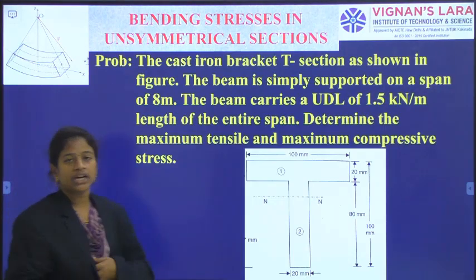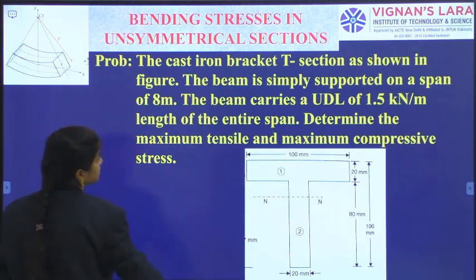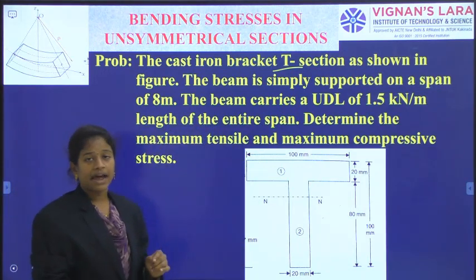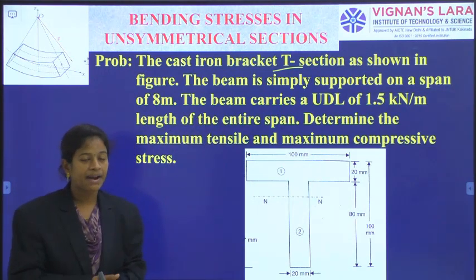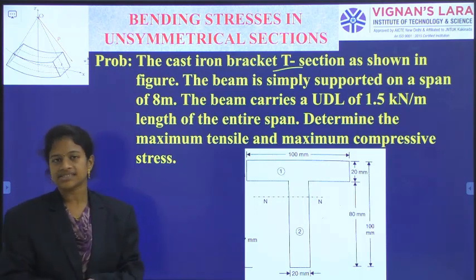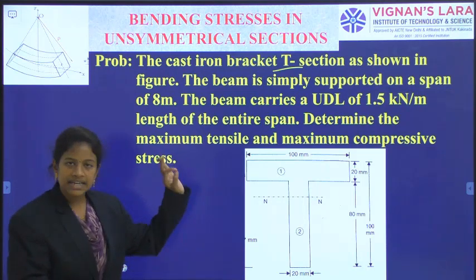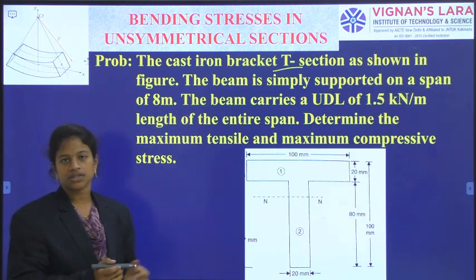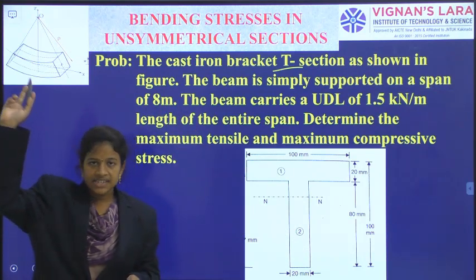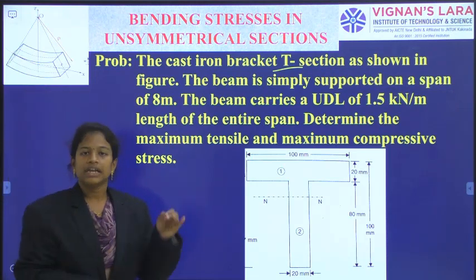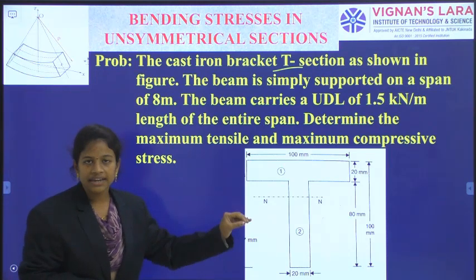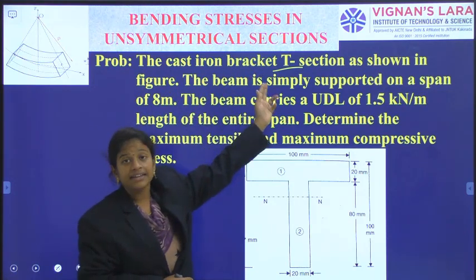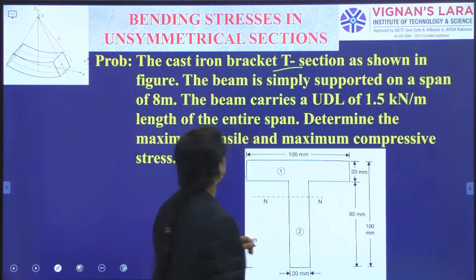Now, I am going into another numerical that involves a T section. Okay. So, a cast iron bracket T section. We have already said a bracket means simply a beam-like structure, but the T is made up of steel or iron. Okay. So, purely metal beams. When a beam is made of concrete, we call it a beam. In case of steel or iron, we call it a bracket. Okay. So, a cast iron bracket T section as shown in the figure.